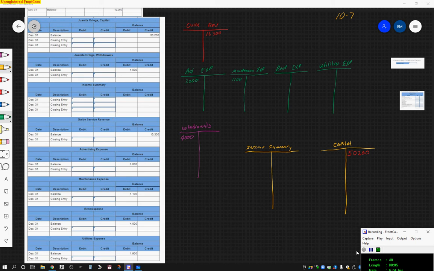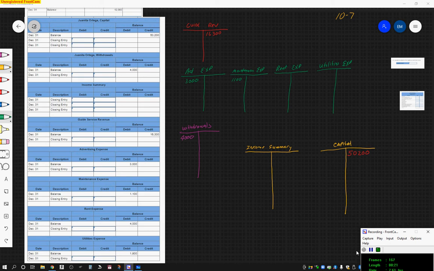It's asking us to make the closing entries, and I've already taken the liberty to draw it all out into T accounts so that we're not using these different general ledger accounts. From there, you should be able to extrapolate all the information you need to do a post-closing trial balance.